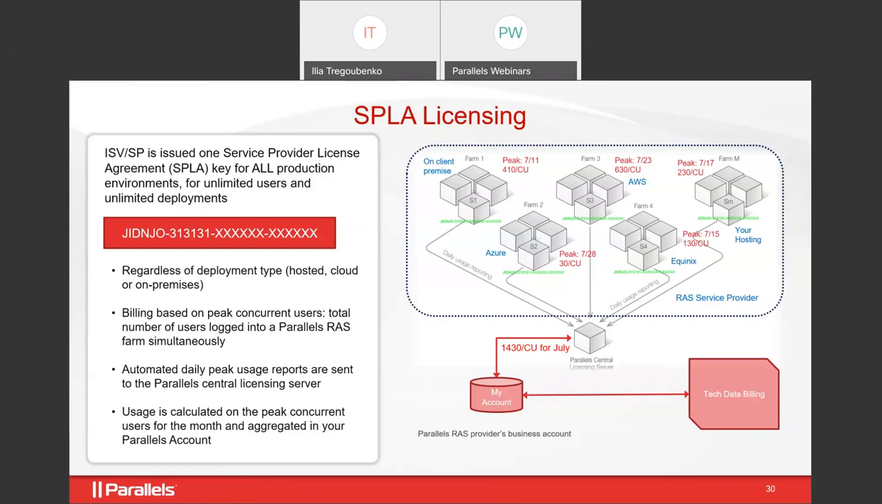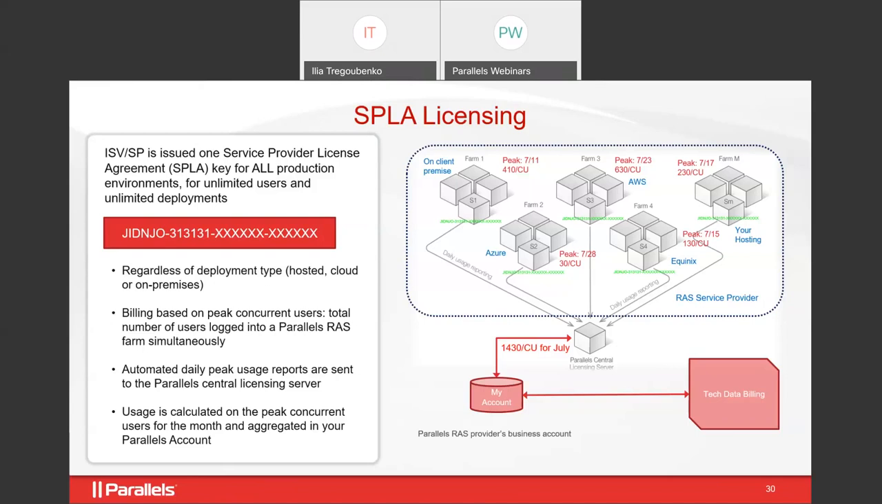The single license key can be any kind of deployment, on-prem, et cetera. The same key or instances can be used. The total count gets aggregated. The peak is aggregated here in red. CU means concurrent users. So we bill based on the peak number of concurrent users, which is aggregated monthly in arrears. We would simply take that usage and multiply it by the appropriate rate.